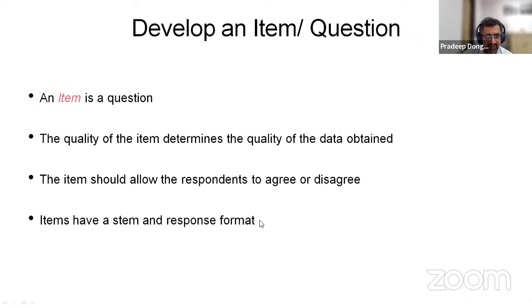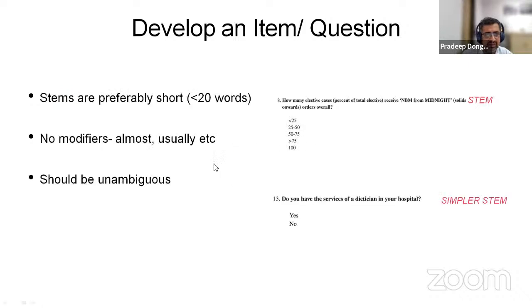So items, again, as I mentioned, a question has a stem and a response format. I think this is standard, even for MCQs or anywhere. An item has a stem and a response format, and you have to remember that the stems have to be very, very short, preferably less than 20 words, and you should never try to have modifiers there.